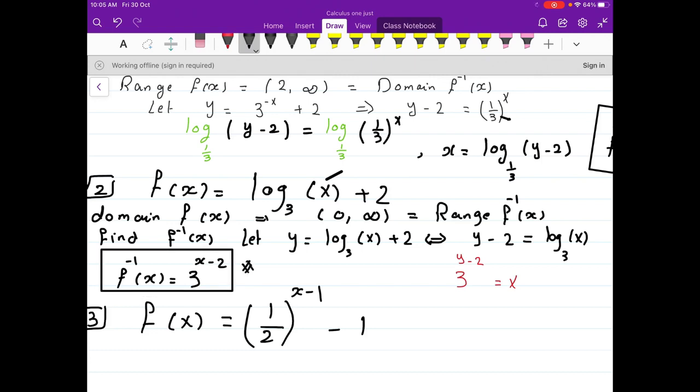This is f inverse. What is the domain for f inverse? The domain for f inverse is the domain for the exponent, R. So the domain of f inverse of x is R, and this is the same as the range of f of x.